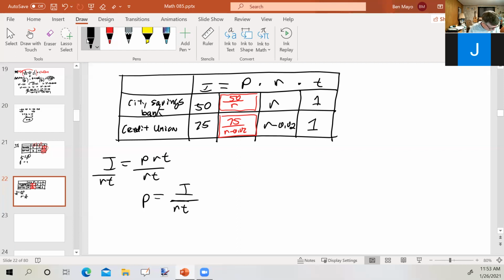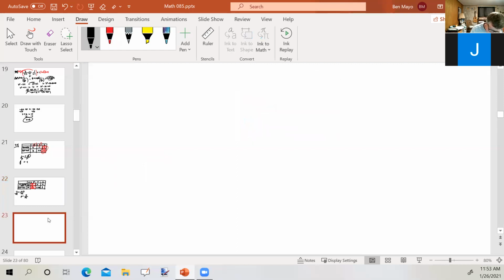All right. Now, how would you write 9% as a decimal? Does anybody remember? 9% as a decimal. 0.09.